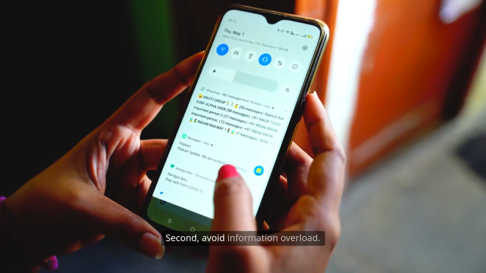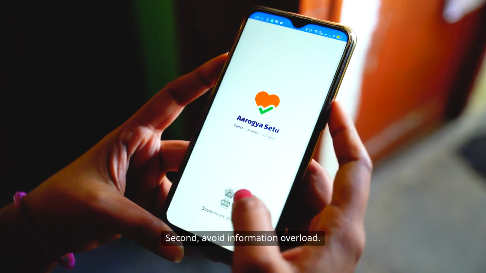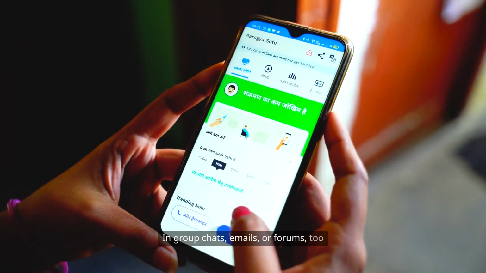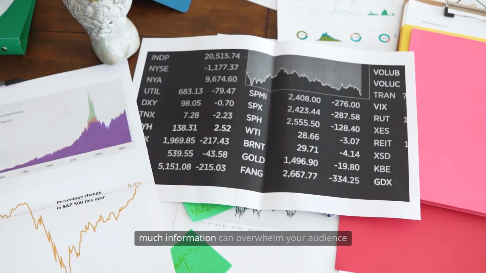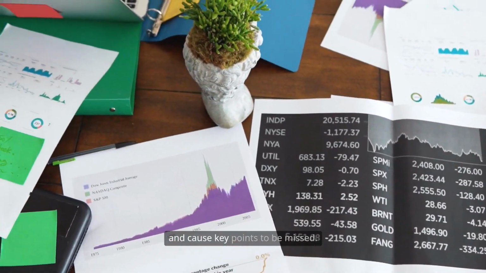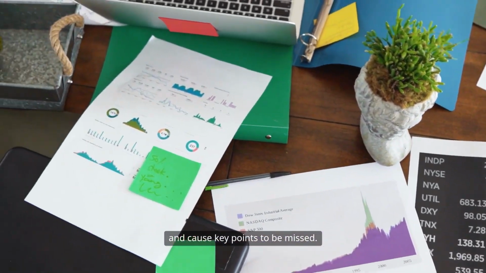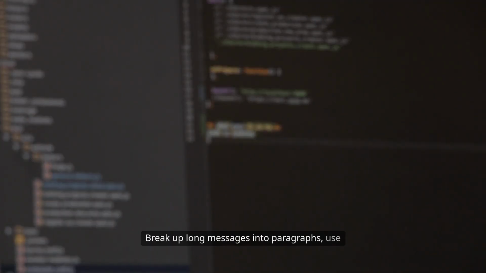Second, avoid information overload. In group chats, emails, or forums, too much information can overwhelm your audience and cause key points to be missed. Break up long messages into paragraphs, use bullet points, and highlight important details.